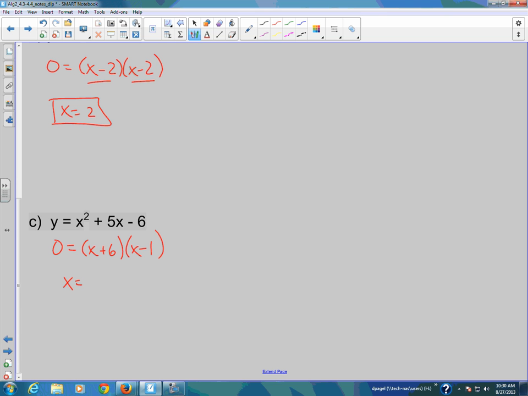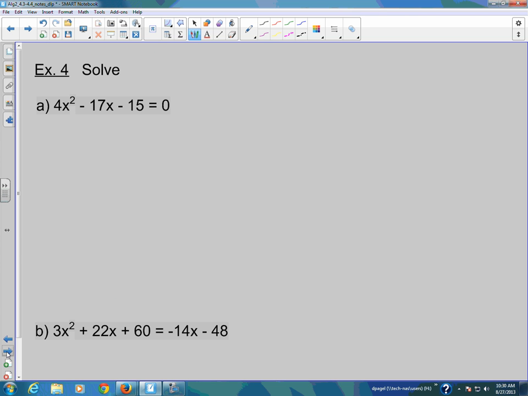And once again, finding the zeros. X equals -6 or 1. We'll be proficient factor orders when we're done with this. All right, solving. So far we've seen find the roots, we've seen find the zeros, now we see solve.